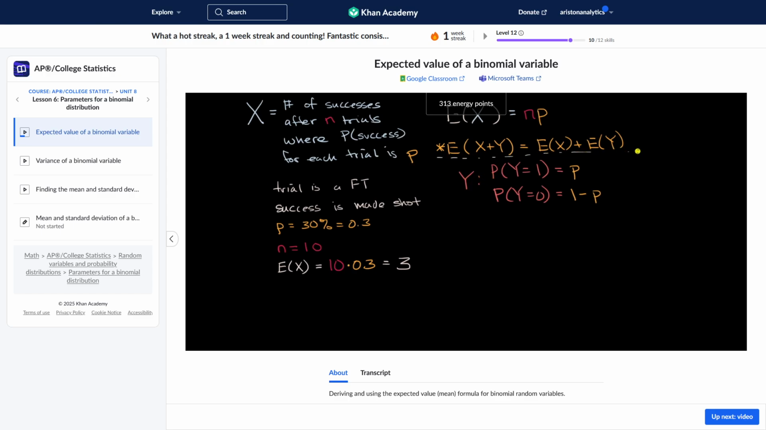You could view this random variable as really representing one trial. It becomes 1 in a success, 0 when you don't have a success. And so you could view our original random variable x right over here as being equal to y plus y, and we're going to have 10 of these. So we're going to have 10 y's.